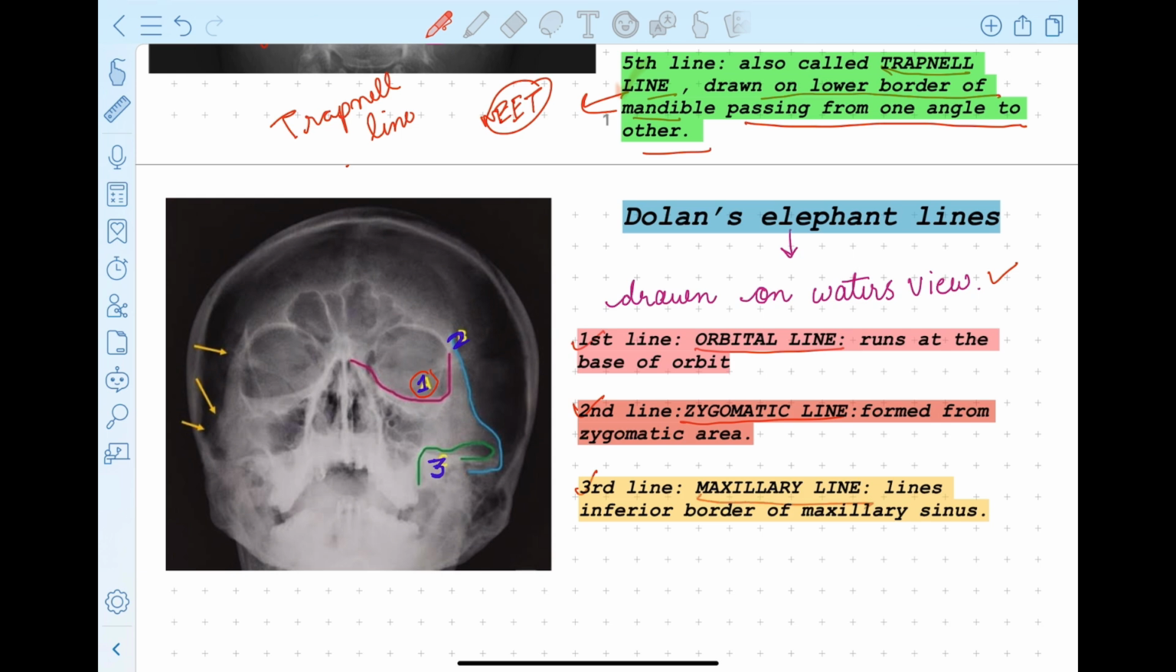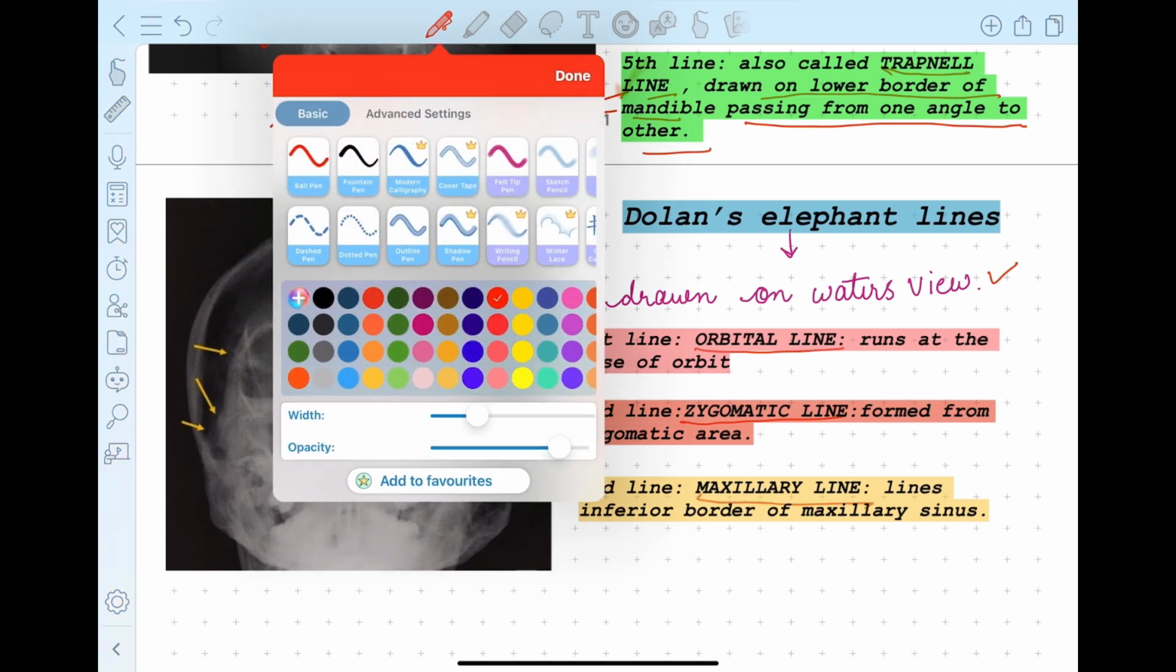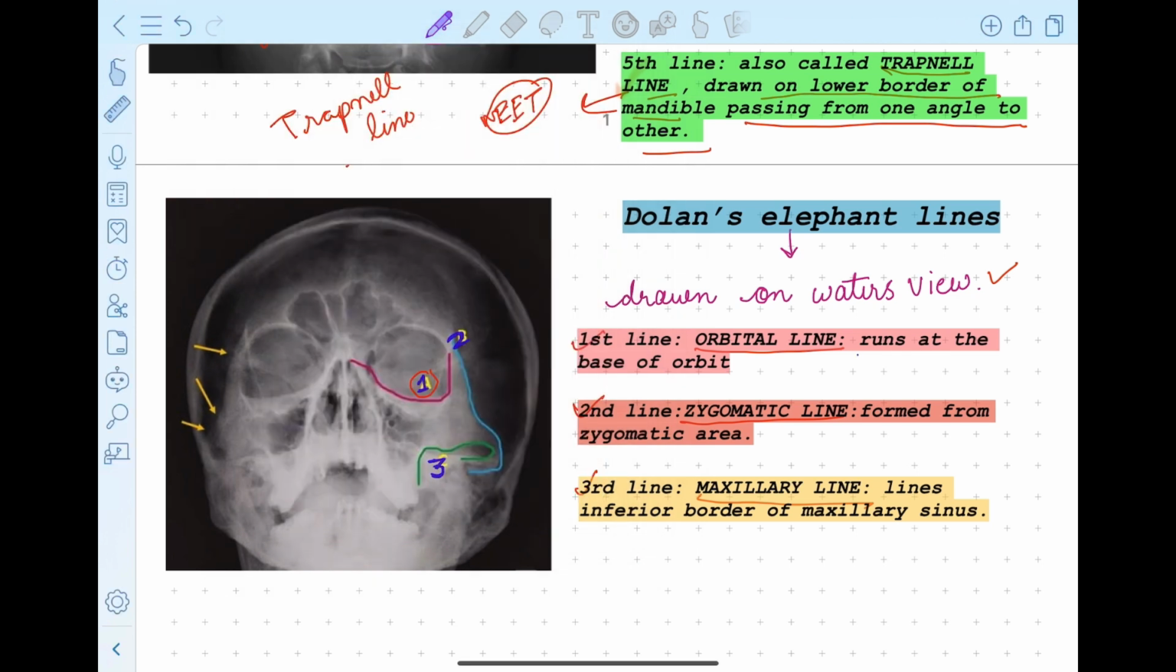Now let's see one by one where these lines pass. The orbital line runs at the base of the orbit. The zygomatic line is formed from the zygomatic area. The third line is the maxillary line. It lines the inferior border of the maxillary sinus. So this is how it goes, giving the shape of the elephant.